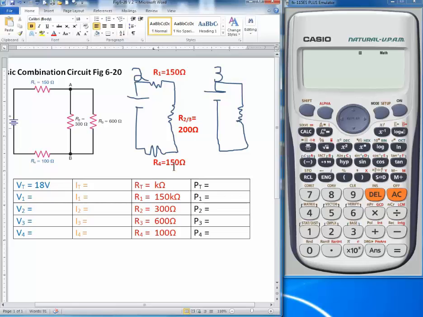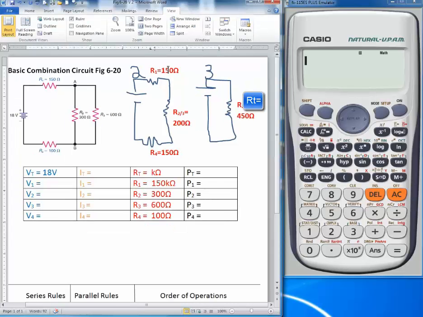In order to get the total resistance, I'll just follow the series rule for total resistance. So I'll just add these 3 together to get RT. So adding R1, R2, 3, and R4 together gives me a total resistance of 450 ohms. 150 plus 200 plus 150, 450 total ohms of resistance for this circuit. So I can put that value in the total resistance blank.